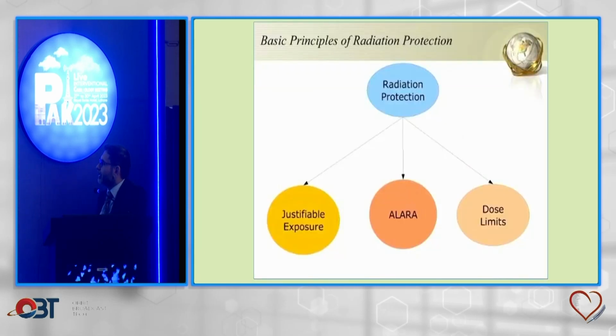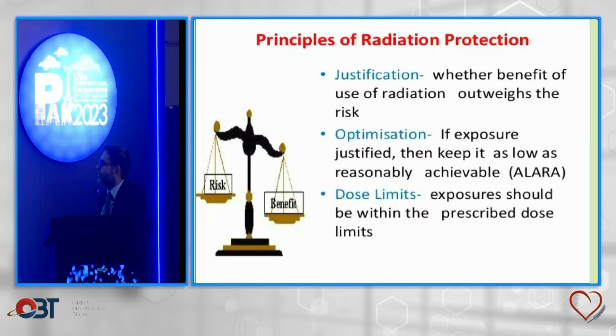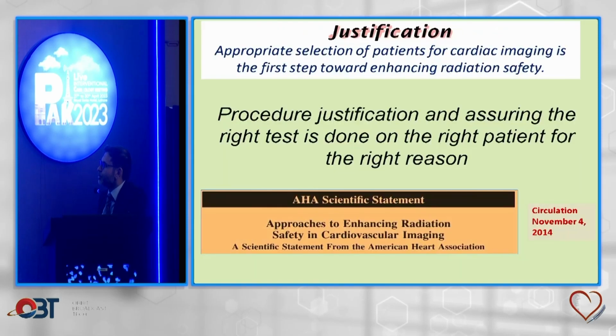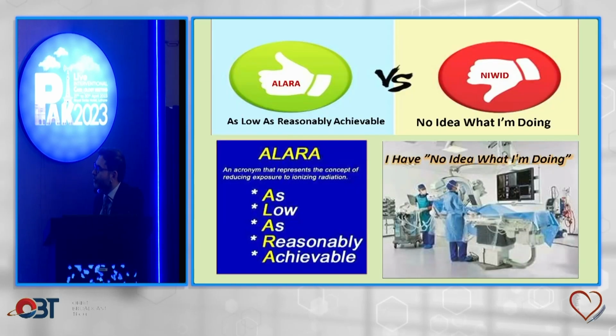So, a few basic radiation protection principles. Number one is justification. Number two, ALARA. Number three, we need to be familiar with dose limits. Justification: all of us should follow the guidelines. We should use the appropriateness criteria to decide whether the procedure is indicated before committing to it. And the ALARA principle, as low as reasonably achievable, is always used in the cath lab.